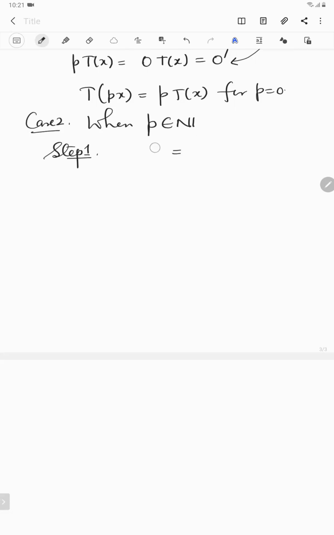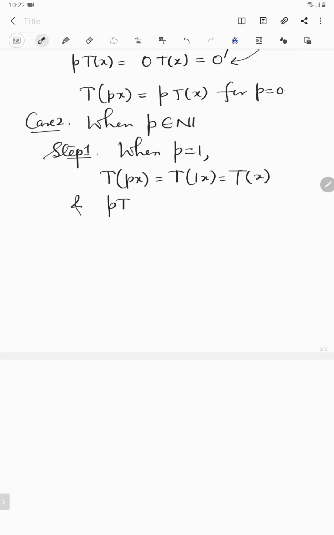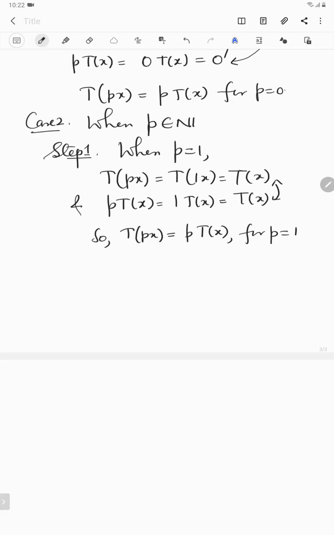let me write it, when p is equal to 1, t of px is equal to t of 1x is equal to t of x, and the term on the other side, p of tx, is 1 into tx, which is again tx. We can see that these two quantities are same, so the result is true for p equal to 1. That means t of px is equal to p of tx for p equal to 1.